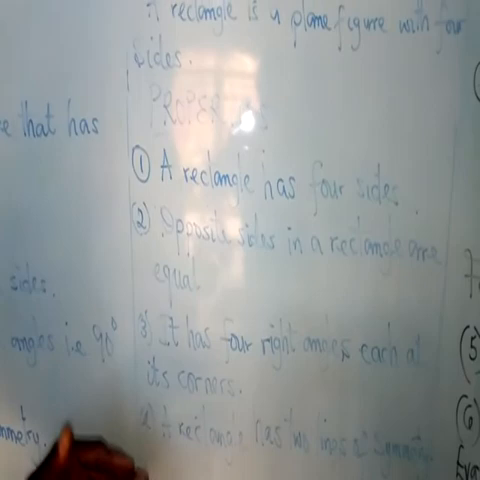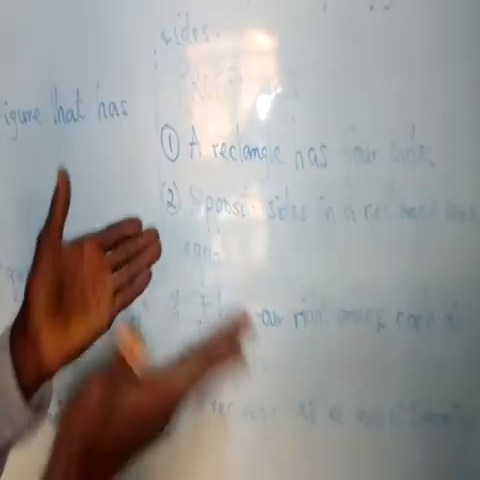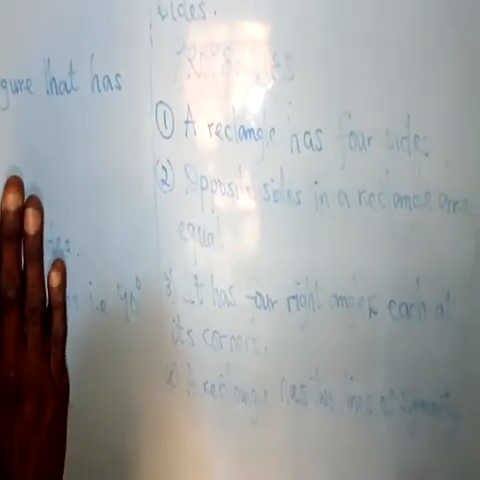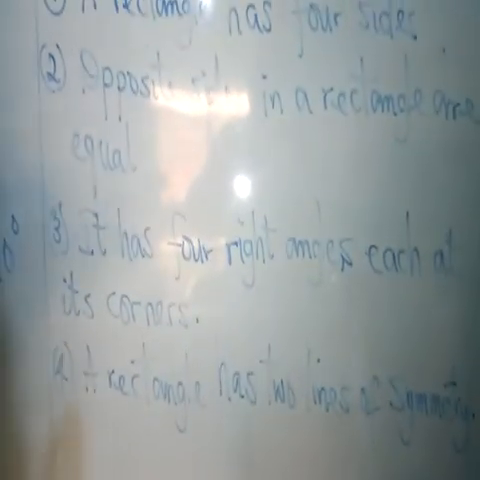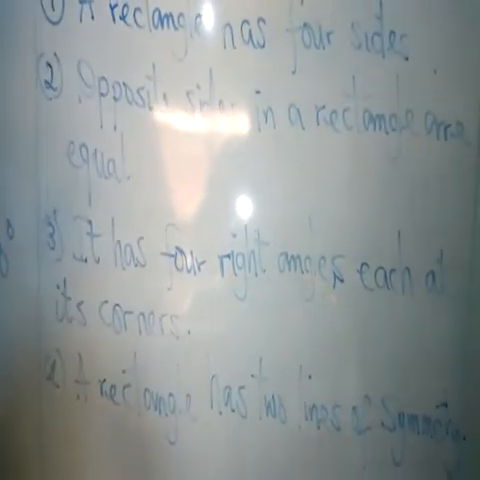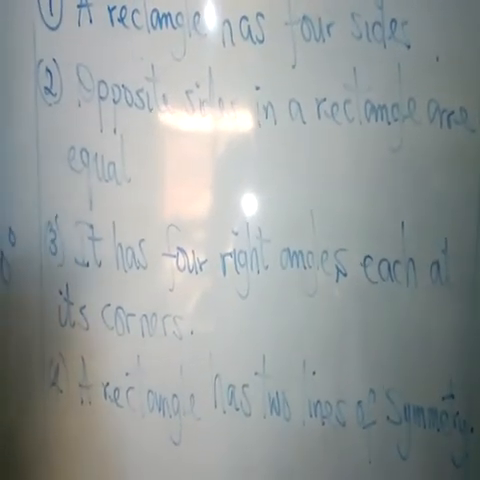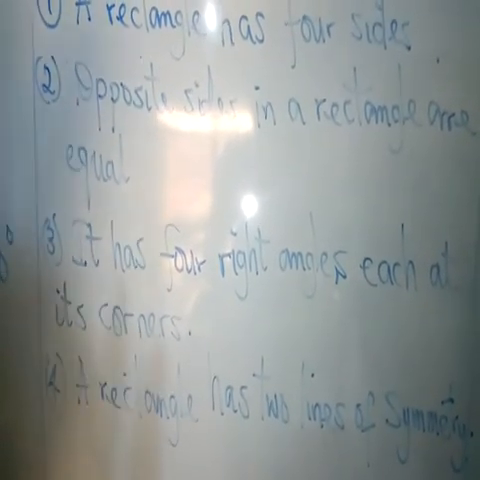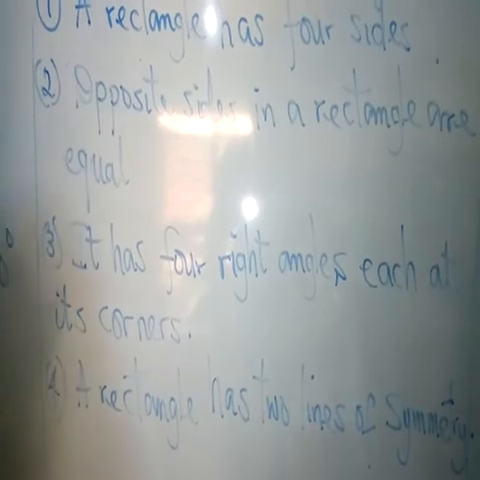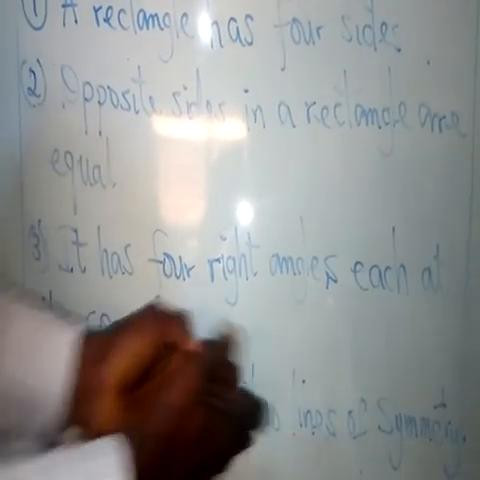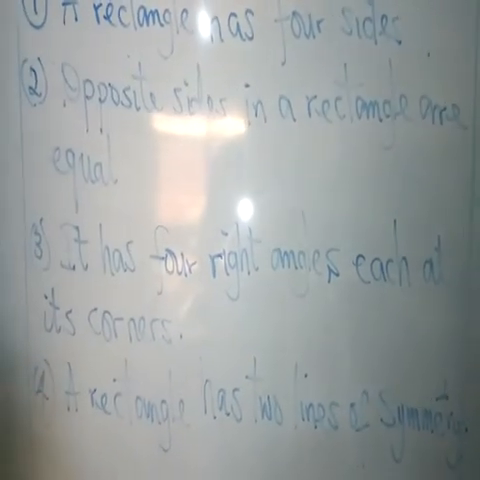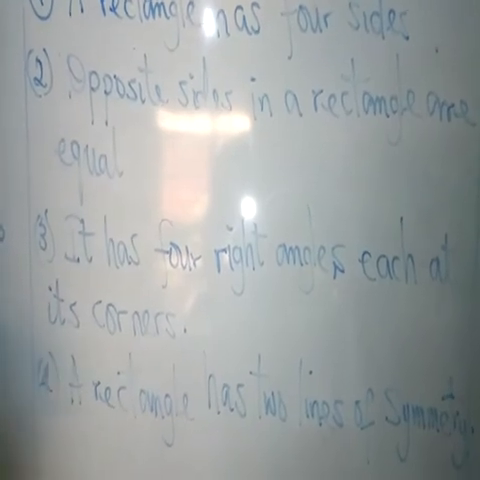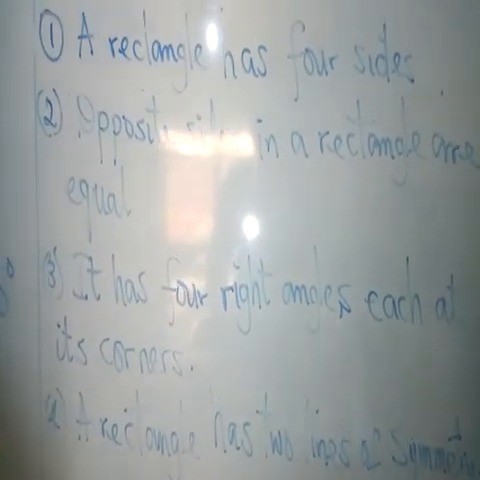But you can fold a rectangle in two equal parts, unlike the square. The square, you can fold in four different ways that are equal. But a rectangle can be folded in two ways. And that's why we say a rectangle has what? Two lines of symmetry.